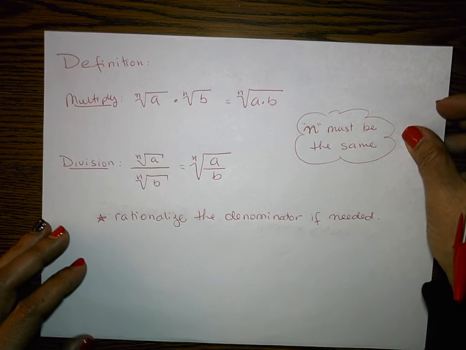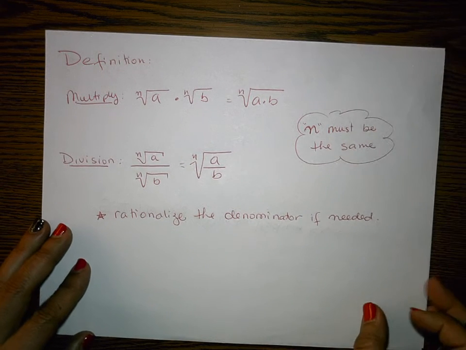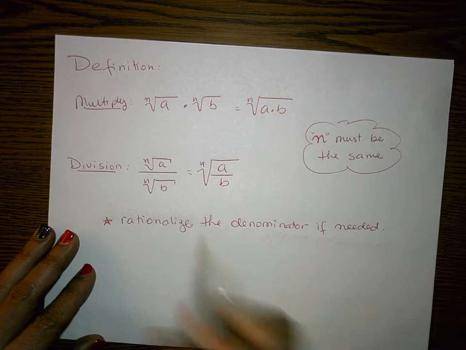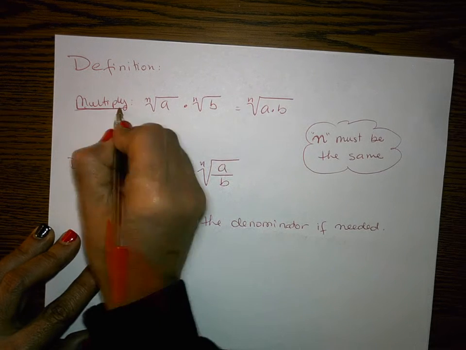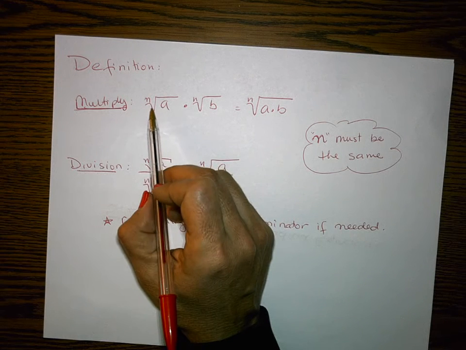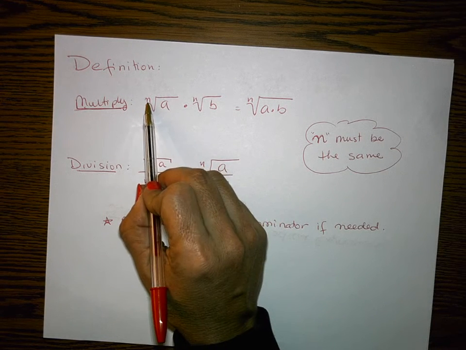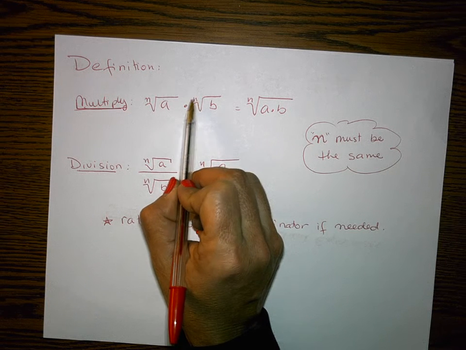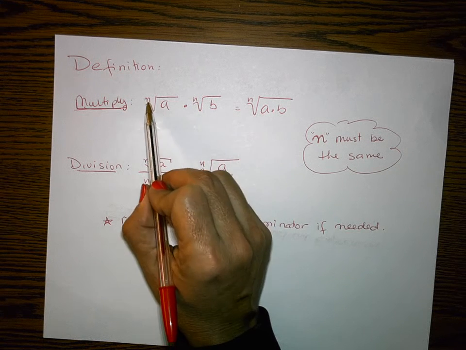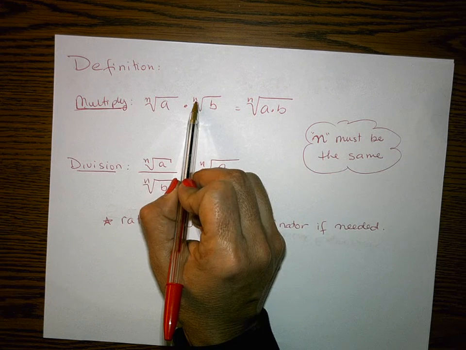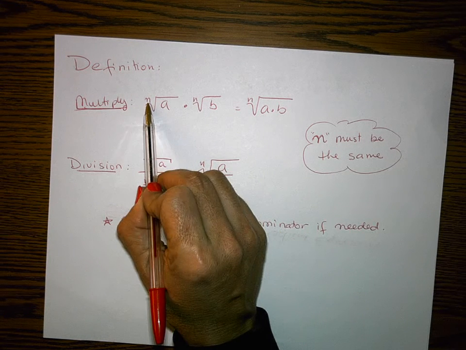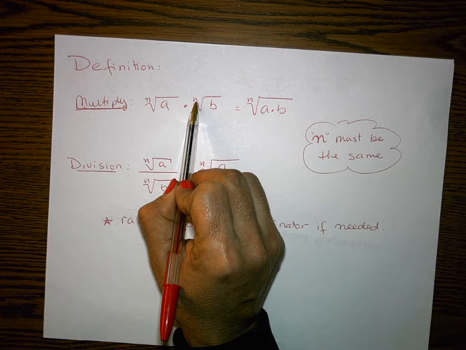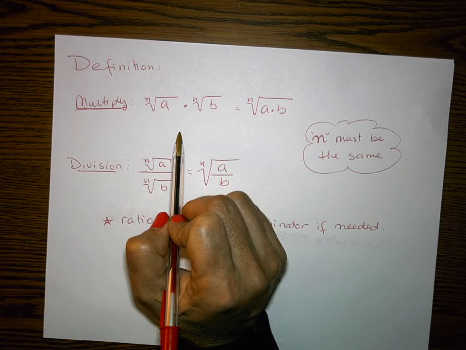Whenever we are multiplying radicals, I don't know if you wrote this in your notes or not, but whenever I'm multiplying radicals and I have a certain root, a certain index, the index must be the same for us to be able to multiply. If I have a square root, it must be a square root here. If this is a cube root, it better be a cube root as well. So the index must be the same.